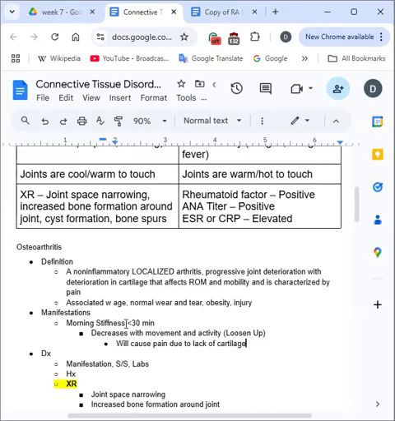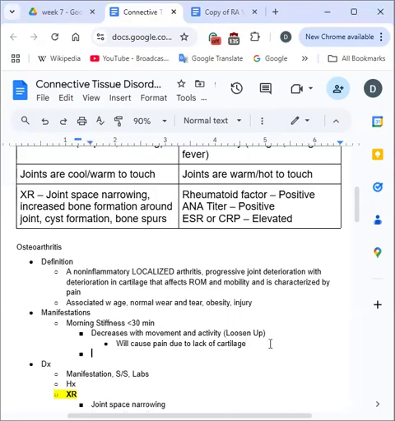Okay. So let me see what else you guys mentioned here. Yeah, it's unilateral. So that's a key thing with that.